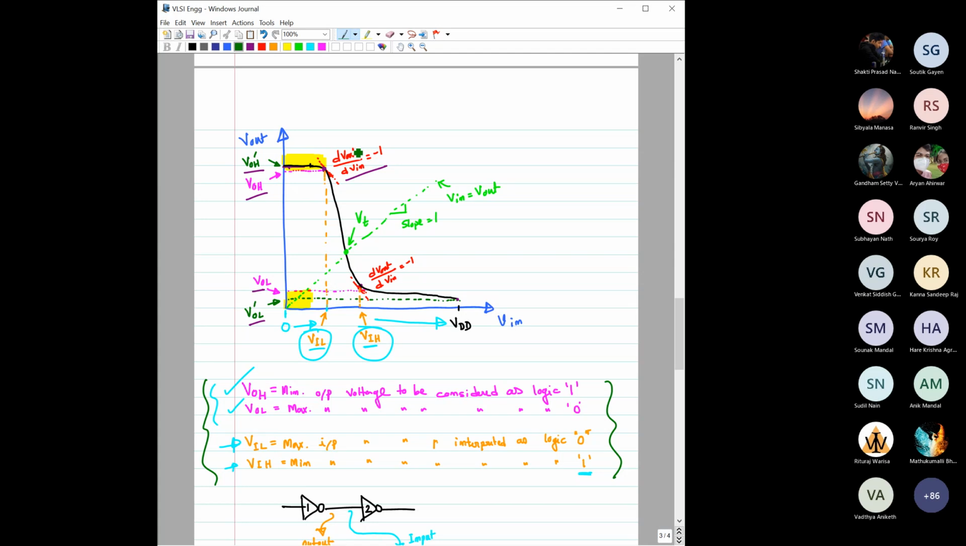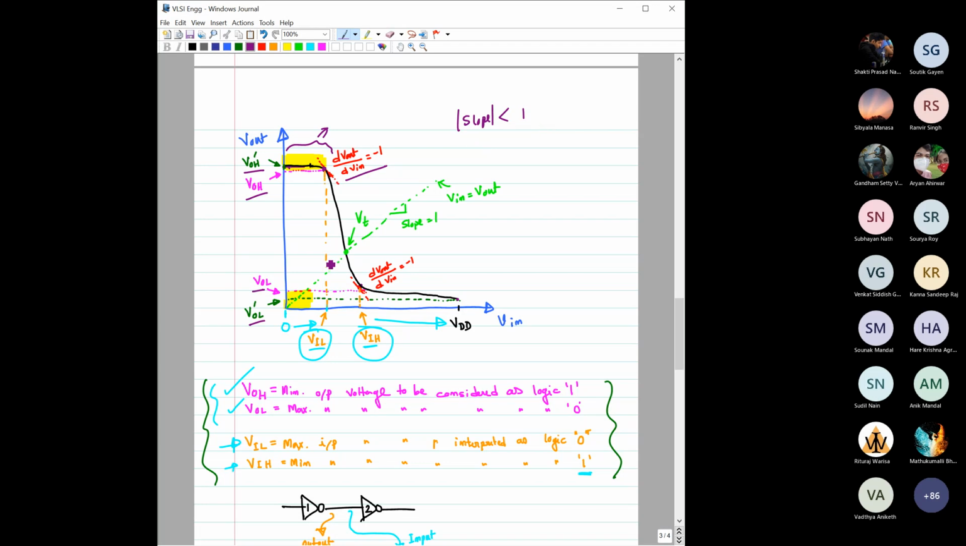Maybe put it in this way. What is the maximum slope from here to here? Please tell me. Yeah, you have asked one question, right? So the slope can be from 0 to -1. That means if I say mod of slope, then the mod of slope is less than 1, right?